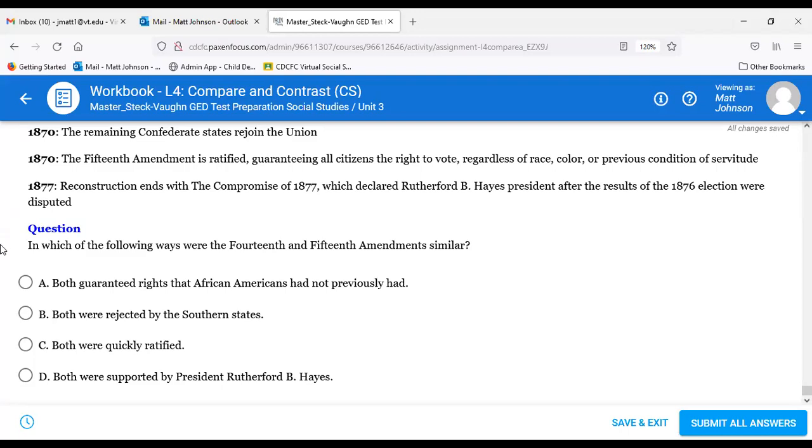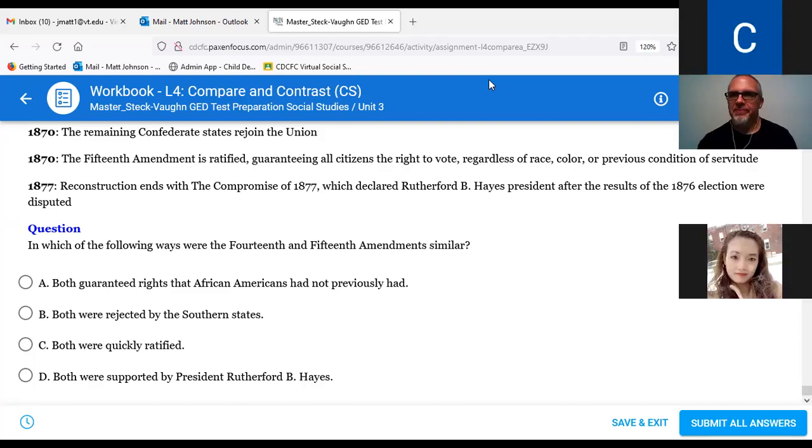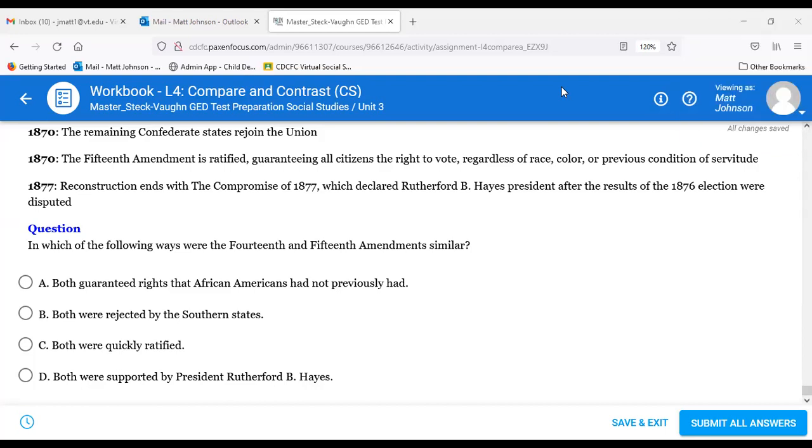In which of the following ways were the 14th and 15th amendments similar? A, both guarantee rights that African Americans had not previously had. B, both were rejected by the Northern states. C, both were quickly ratified. D, both were supported by President Rutherford B. Hayes. I think it's A. Yeah, right. They both guaranteed rights that African Americans had not previously had. So yep, 15 is A.